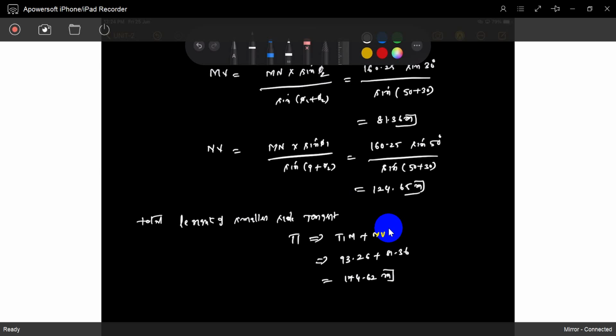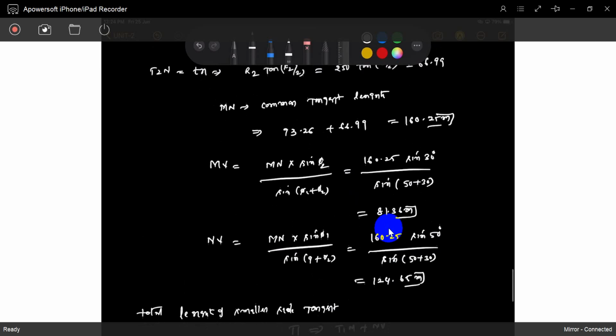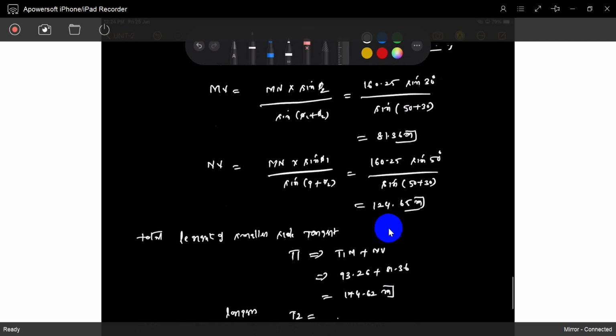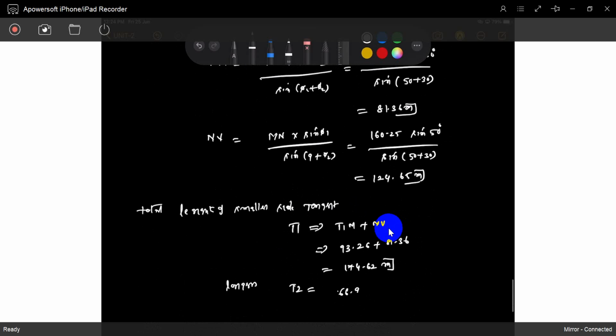If you want to find the length of the longer side also, what is that value? It is 66.99 plus 124.65.